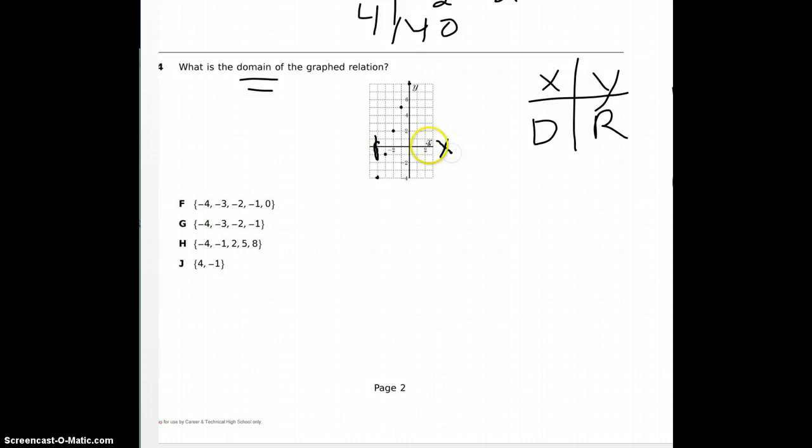Remember, this is the x-axis, which goes side to side. To create this point right here, I had to use -3. To create this point right here, I had to use -2 on the x-axis. To create this point up here, I had to use -1 on the x-axis. And to create this point all the way up here, I had to use 0 on the x-axis. So my answer is F.